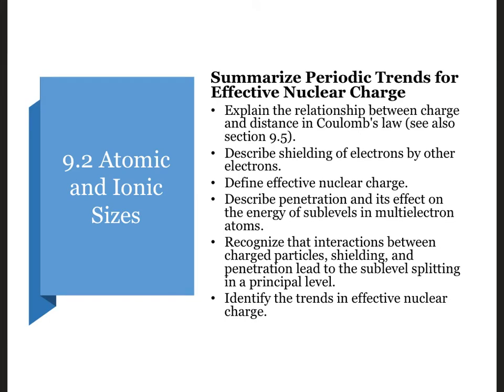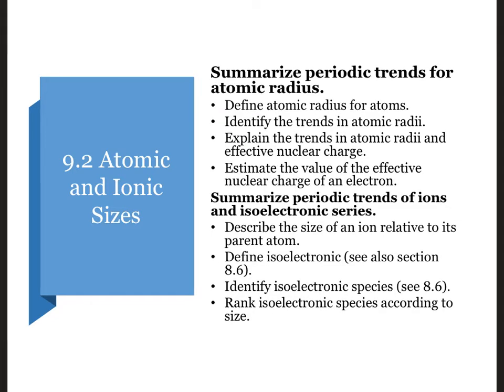There are three main themes to this section, with several details listed under each theme. Note that we'll borrow the idea of Coulombic attractions from Section 9.5 to explain effective nuclear charge. Once we understand effective nuclear charge, the periodic trends for atomic and ionic radii are easier to rationalize.